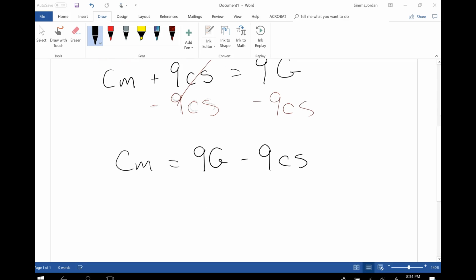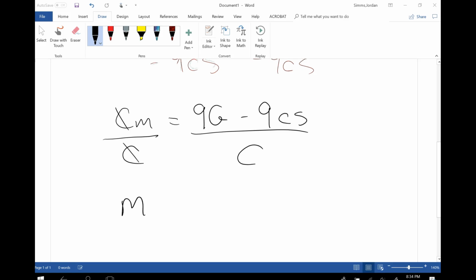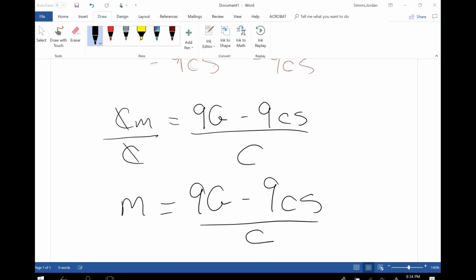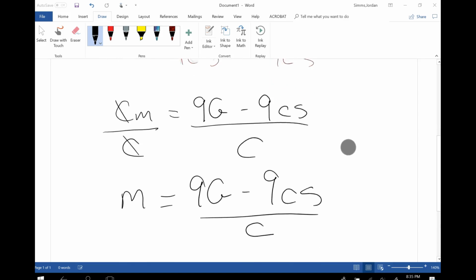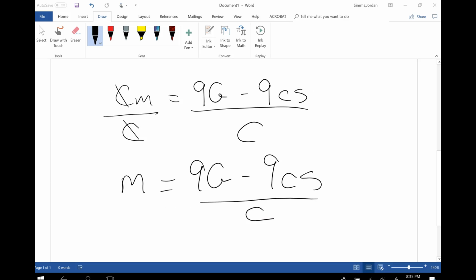Okay, so m is by itself. Almost. We're just going to divide both sides by c. So the c's divide off, they're gone, and m is going to equal 9g minus 9cs over c. Okay? So that's all we can do. We can't really cancel anything out here because we have some subtraction going on, so don't give into the habit to wipe c's off. We can't do anything like that.